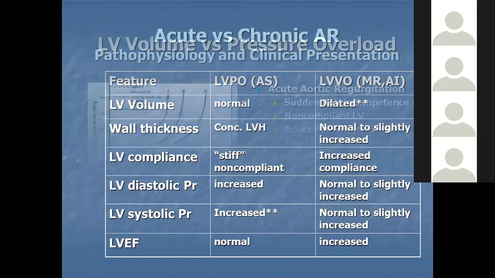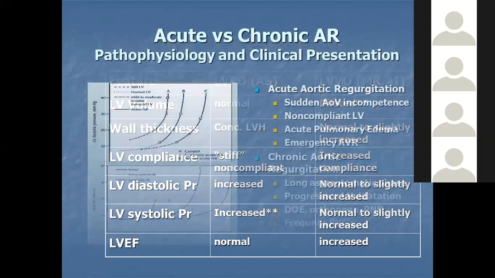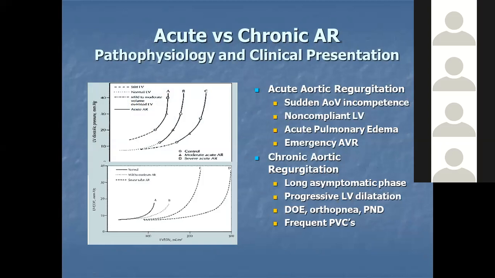So what is the difference? What is the pathophysiology and clinical presentation when there is acute versus chronic AR? When there is acute aortic regurgitation, suddenly the LV becomes non-compliant and there is acute pulmonary edema, and it needs emergency aortic valve replacement. If the patient suddenly gets regurgitation, like we have seen in chest trauma, the treatment is aortic valve replacement. But in chronic aortic regurgitation, there is a long asymptomatic phase. In this, there is progressive LV dilatation, the patient develops dyspnea on exertion, orthopnea, PND, and frequent PVCs may occur on ECG.